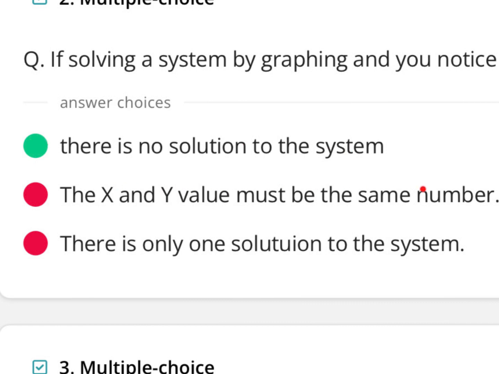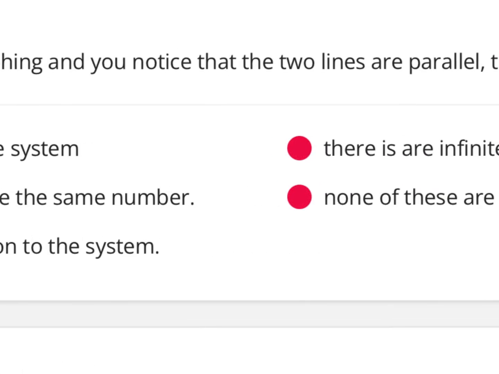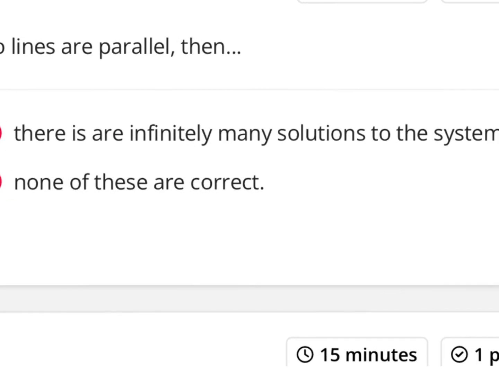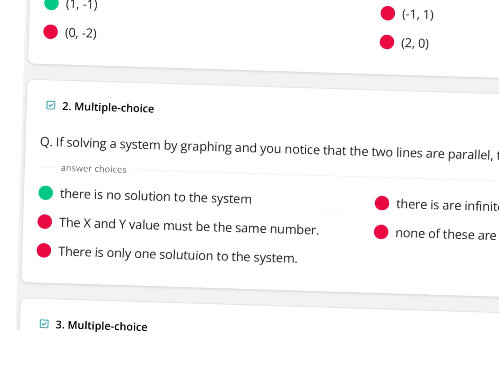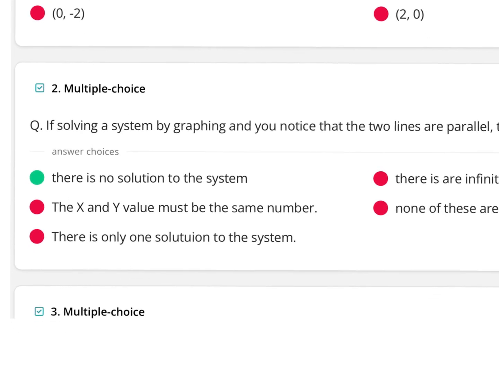The x and y values must be the same? No, that's totally false. There's only one solution to the system? No, that's false. If the lines are parallel, there's not going to be one solution. There's an infinite amount of solutions? No. None of these are correct? No. So multiple choice, really easy. That's going to be an easy question on tomorrow's quiz. I hope you guys get that right.